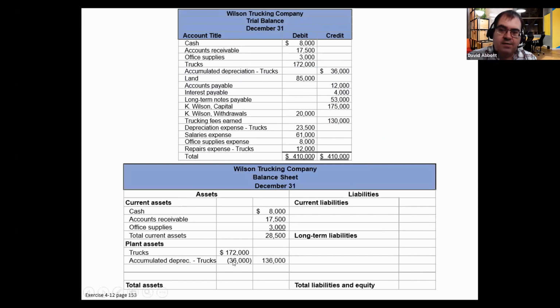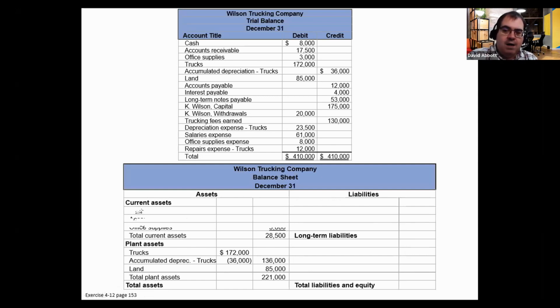So then that leaves the trucks worth $136,000, and then land is $86,000. So total plant assets of $221,000. So again, current assets, we expect that those would be able to be used within a year, or be converted to cash within a year. And then we list plant assets. Those are things that we're going to use for more than a year.